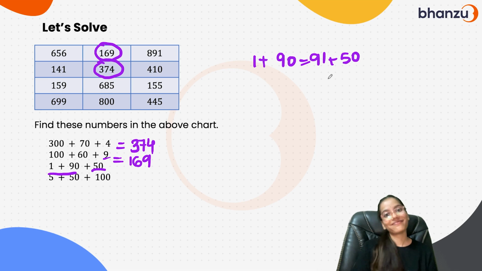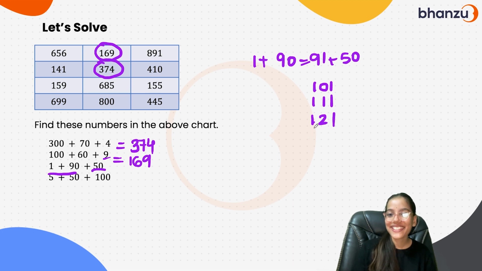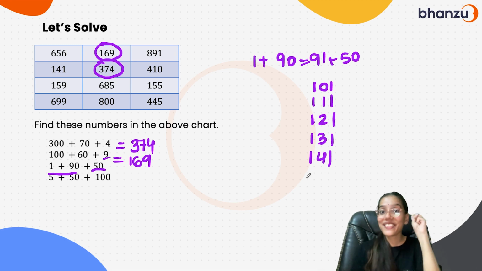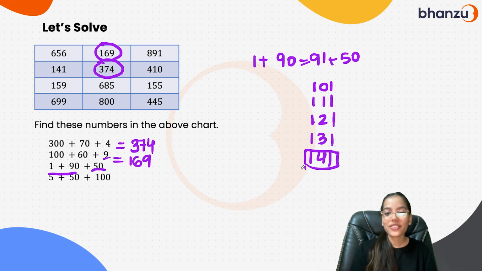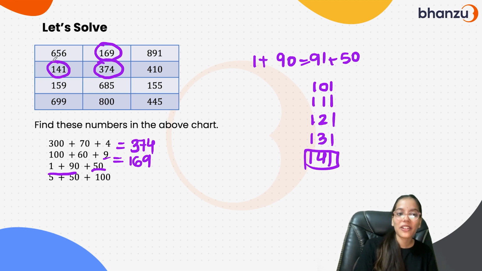So what should we do? We have to count in tens, correct? So let's do that. What is 91 plus 10? 101. What is 101 plus 10? 111. 111 plus 10? 121. And what is 121 plus 10? 131. And 131 plus 10? 141. So did we count in tens 5 times now? 1, 2, 3, 4, 5. So the answer is 141. Where is 141 in the table? Very good. It is here, 141.